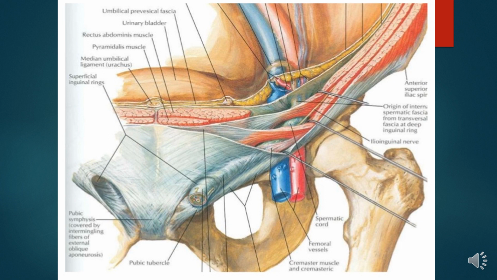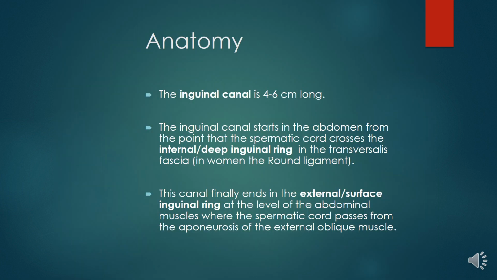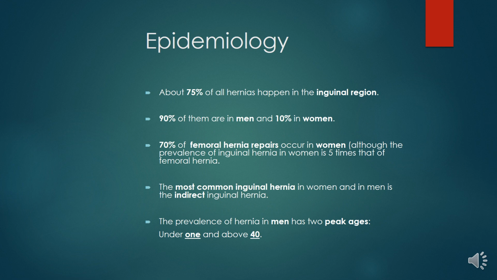And this is a diagrammatic representation of the superficial inguinal ring, and you can see the fascia transversalis and the muscles. The inguinal canal is 4 to 6 centimeters long, and it starts from the abdomen from the point where the spermatic cord crosses the internal or deep inguinal ring and traverses the transversalis fascia. In women it is the round ligament, and this canal finally ends at the external surface of the inguinal ring at the level of the abdominal muscles, where the spermatic cord passes through the aponeurosis of the external oblique muscle.